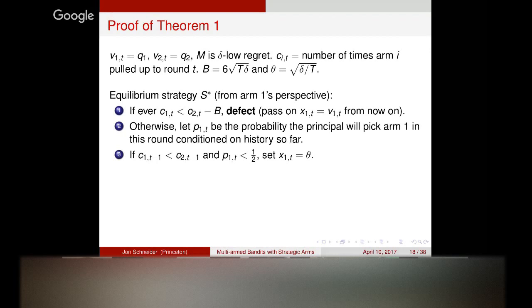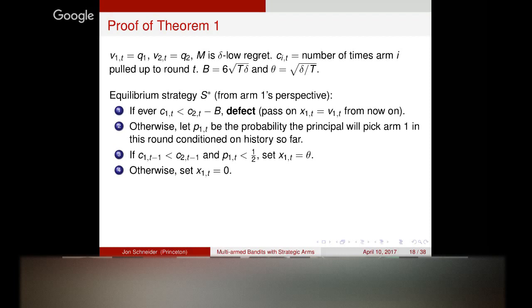All right, so now there are two cases. If C1, that is, if the number of times arm one is played is less than the number of times arm two is played, and the probability arm one is going to get played in the next round is at most 1/2, arm one pays epsilon or theta, a small amount. Otherwise, arm one pays zero.